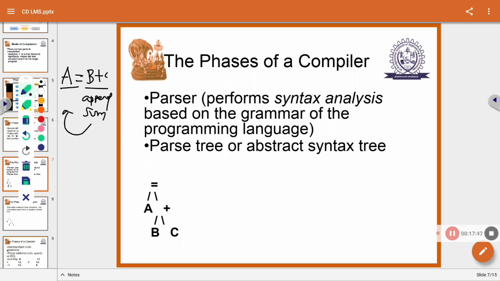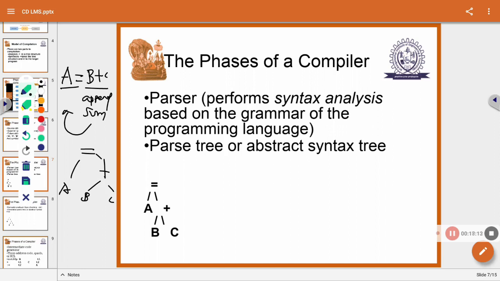For A equal to B plus C, we have an assignment operator, with a left-hand side, the left assignment A. On the right, we have the operator plus, which has two operands, B on the left and C on the right. This is called the parser tree.